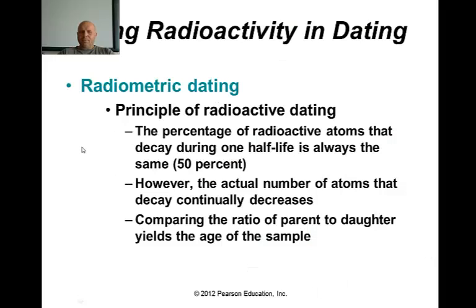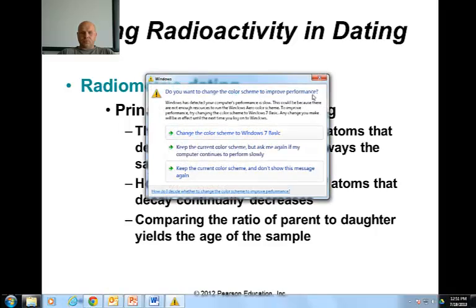Okay, radiometric dating. The principle of radioactive dating is that the percentage of radioactive atoms that decay during 1 half-life is always the same. However, the actual number of atoms that decay continuously decreases, and that's how comparing the ratio of the parent to the daughter gives the age of the sample. So this is what we're using.